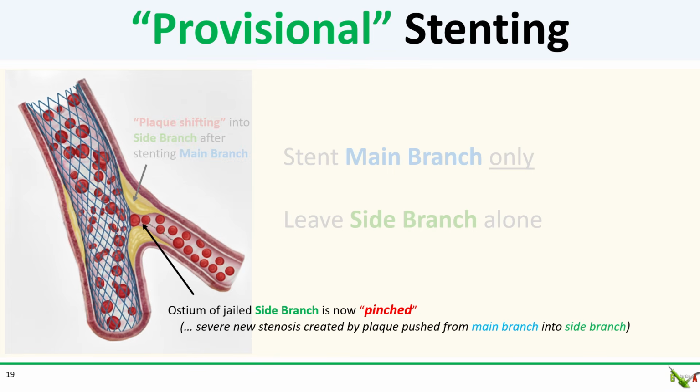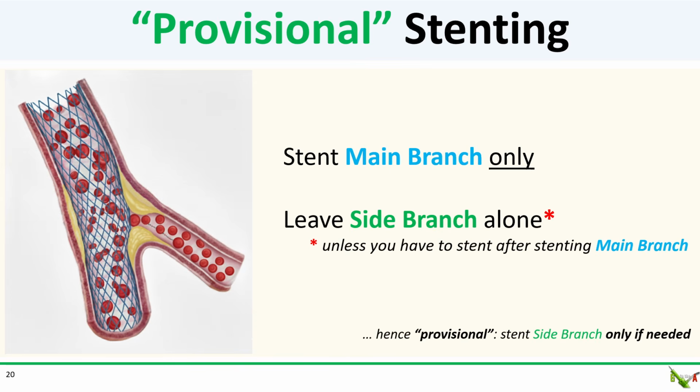If you get enough plaque shifting from the main branch into the side branch, you can create a severe new stenosis at the ostium of the side branch. This is called being pinched. Here you see the ostium of the jailed side branch now pinched with all the shifted plaque. And if you end up severely pinching the side branch after you stent the main branch, well, that's when you need to end up treating the side branch.